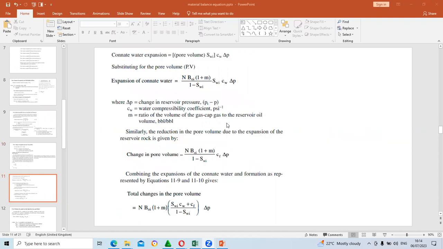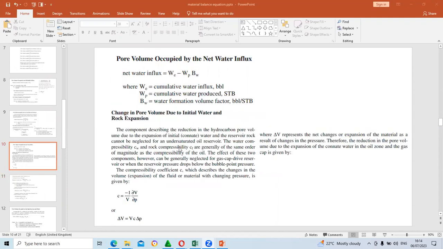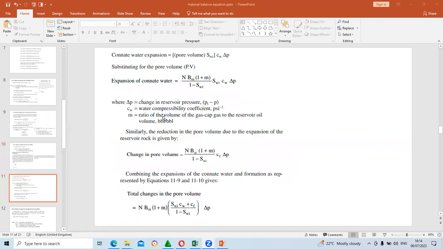So if we move away from that, we want to calculate, maybe they have talked about change in pore volume due to initial water and rock expansion. Then we now talk of connate water expansion. That's the formula of connate water expansion. Connate water is irreducible water saturation, so we have to also bring in the idea of water compressibility factor and the change in pressure. This is the formula that is used to calculate that expansion, the connate water expansion.